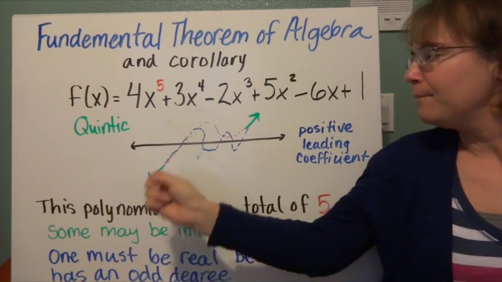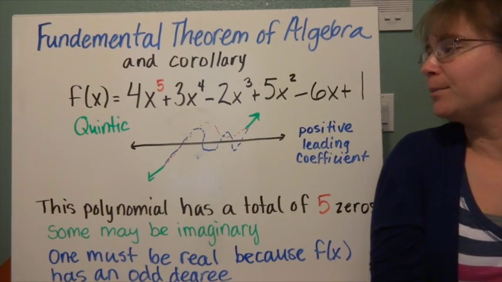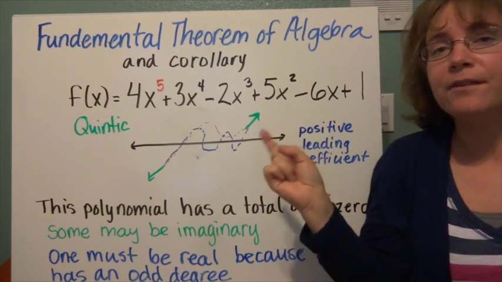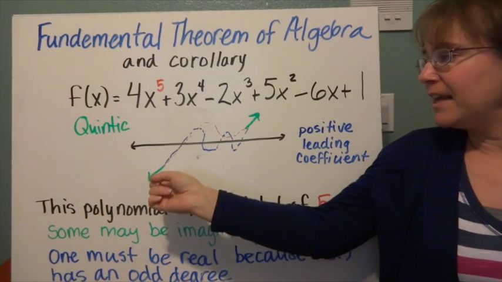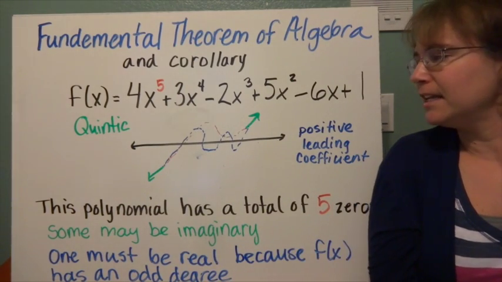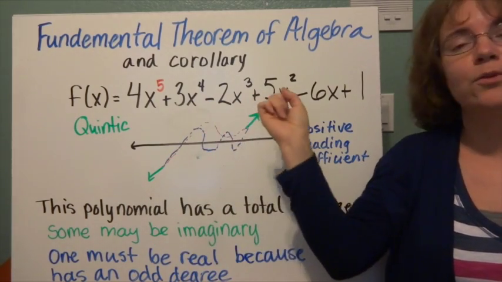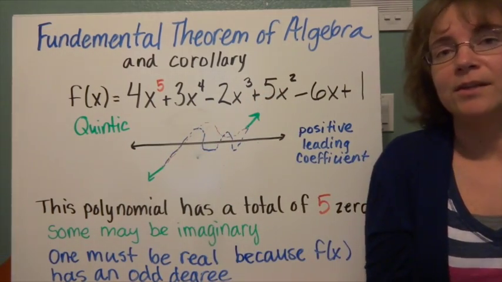Also, I know, because it's an odd degree polynomial, that it's got to cross that x-axis at least once. So one of those roots has to be real. And that's because my end behavior is doing different things. So eventually, to get to this one, I'm going to have to go through that x-axis at least once. And it might be more.